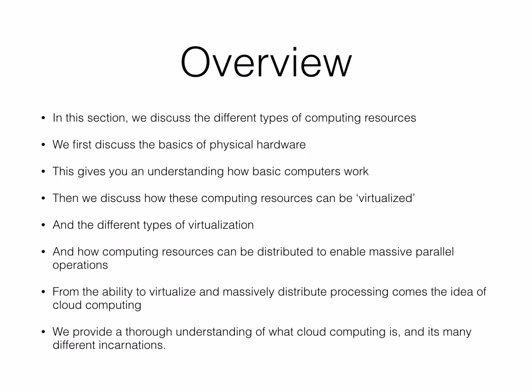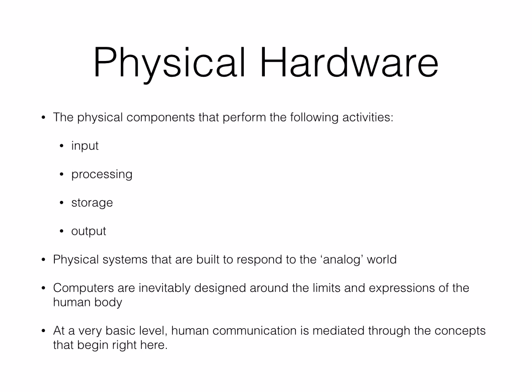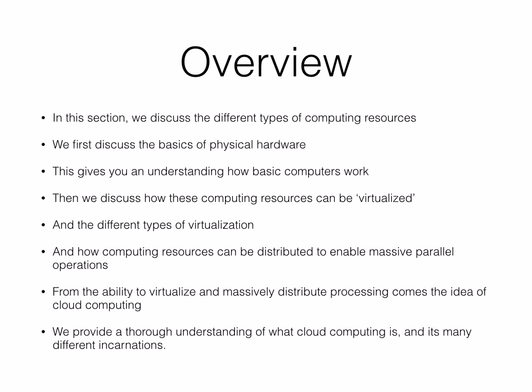The different types of virtualization, we'll talk about that. We'll get a little bit into the nuts and bolts of what virtualization means. And we'll talk about how computing resources can be distributed to enable massive parallel operations. And so from the ability to virtualize and massively distribute processing comes this idea of cloud computing. And what we do is go through the ontologies of cloud computing, the different classifications of what cloud computing is and its many different incarnations. So let's proceed to the next slide, and let's first talk about physical hardware.